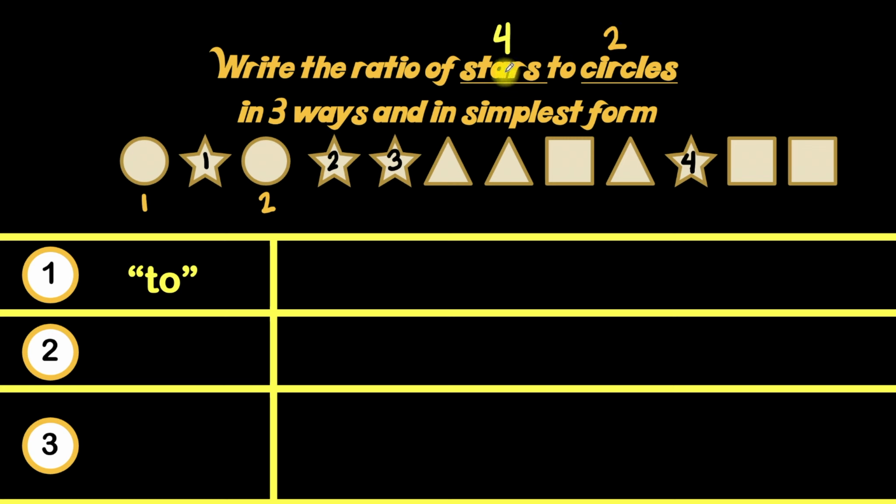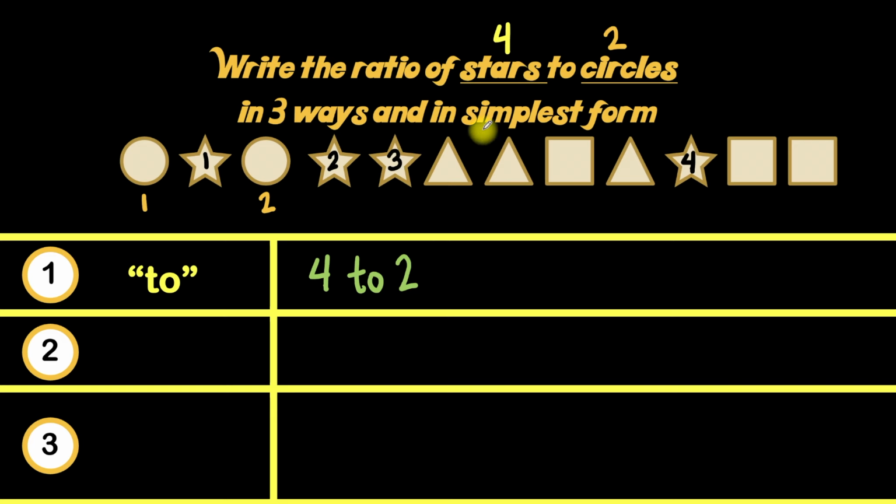Now that we know the number of stars and the number of circles, we can start writing our ratios. So if we're using the word "to," we'll start by writing the number of the first term in our ratio. Since we're talking about the number of stars, and there are 4 of them, we'll start by writing the number 4. Then we'll write the word "to." And then we'll write the second term in our ratio, which is the number of circles. Since there are 2 circles, that will be the second number in our ratio. So we could say the ratio of stars to circles is 4 to 2.